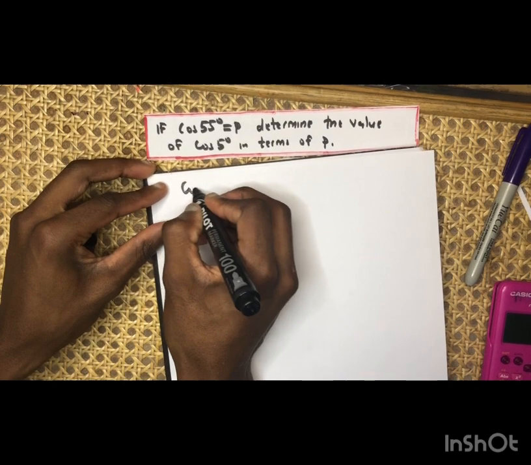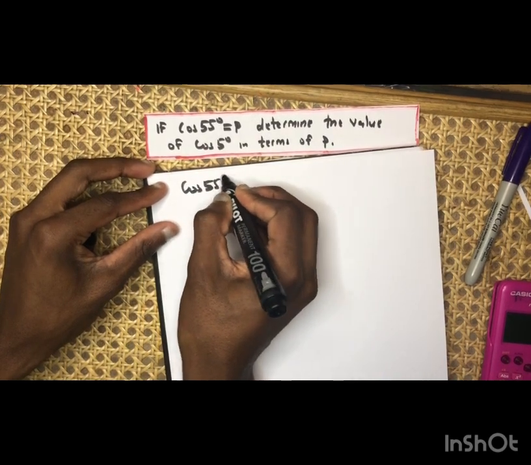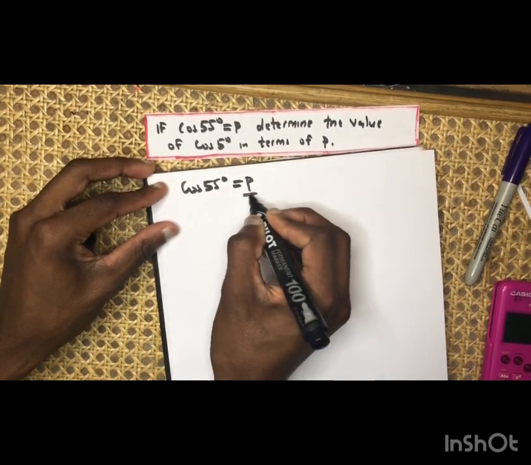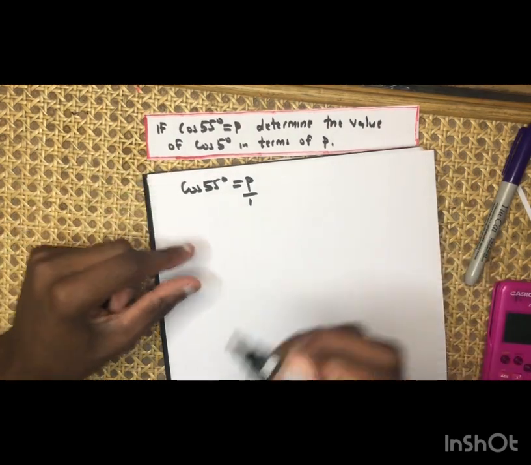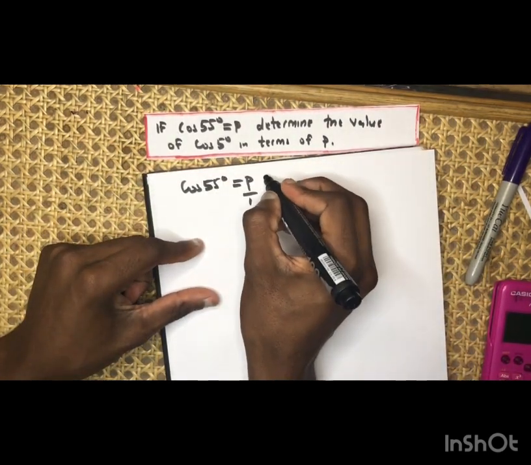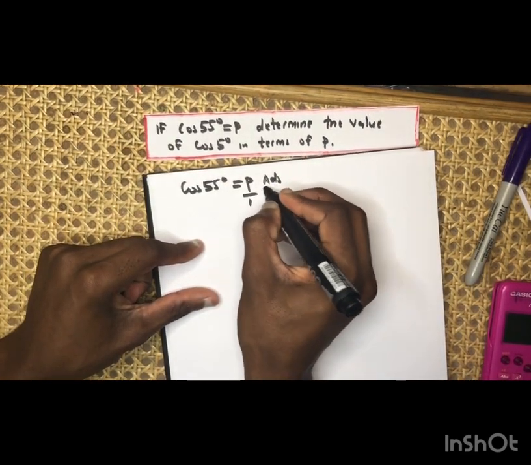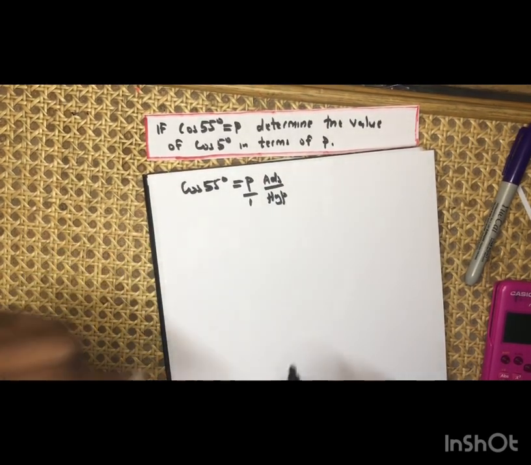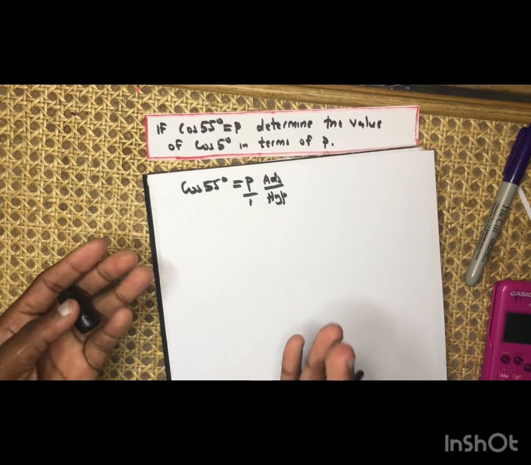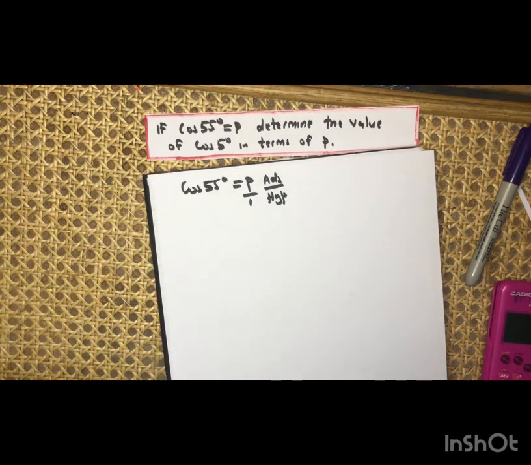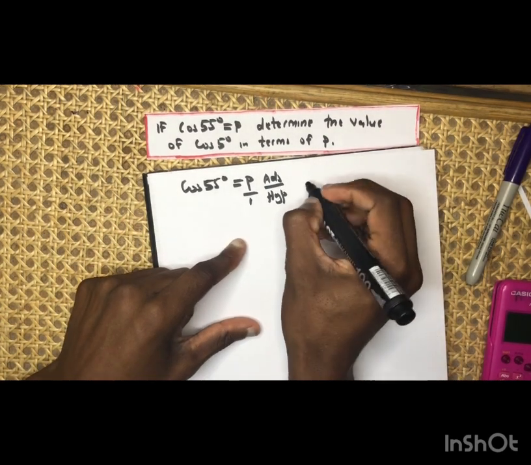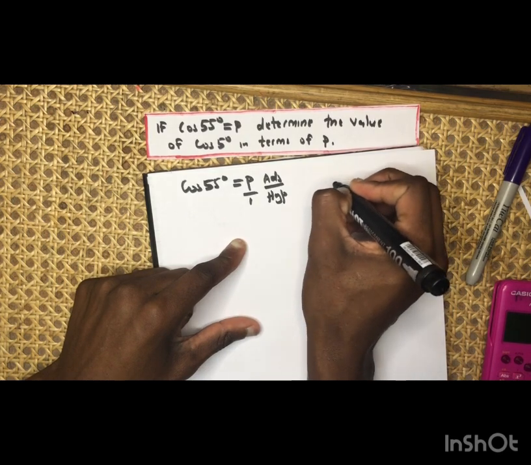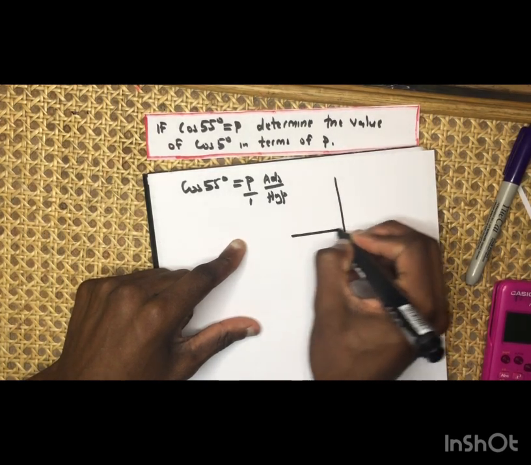So I'm given cos 55 degrees equals p. We know the definition of cos is adjacent over hypotenuse. Understand? So it's a must that I find my opposite to get marks. So I'm going to apply a diagram here.